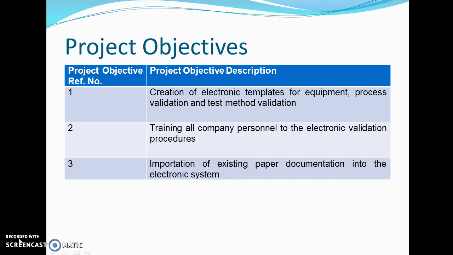Now the project objectives are, the first and most important one, creating the templates for each of our validation processes, like a different template for an equipment validation, a process validation, and a test method validation. Then training all the company personnel on this electronic validation procedure. And the third one is importation of the existing paper documentation into the electronic system.